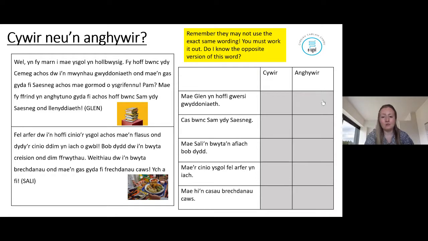Okay. And then the last one, mae hi'n casau brechdanau caws. So think back to what I told you at the start. Another way to say dwi'n casau is mae'n gas gyda fi. Okay. I hate. So mae'n gas gyda fi and dwi'n casau means the same thing. So does she say anything about hating cheese sandwiches? Yes, she says mae'n gas gyda fi brechdanau caws ycha fi. So that one is cywir. Okay, true. She does hate cheese sandwiches. So we had cywir, anghywir, and cywir there.